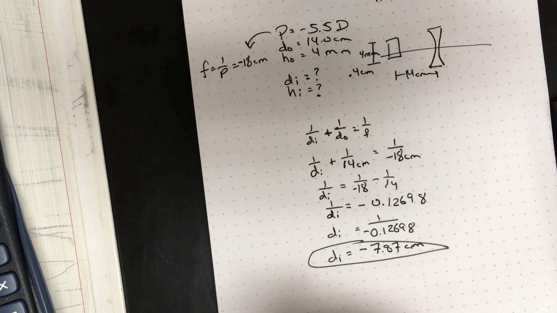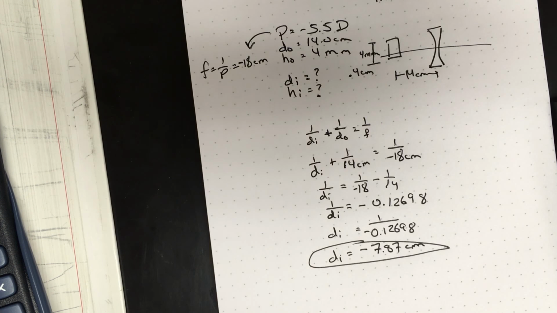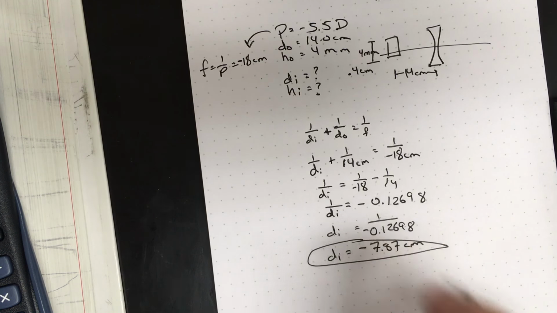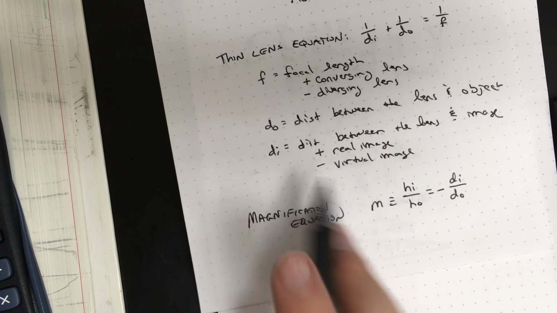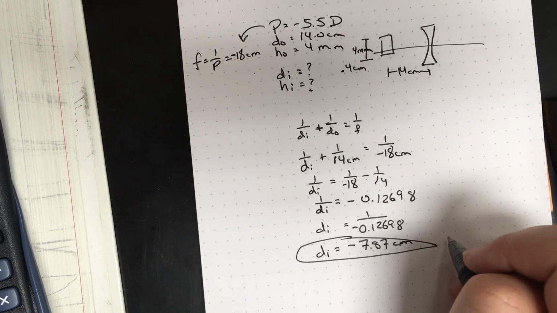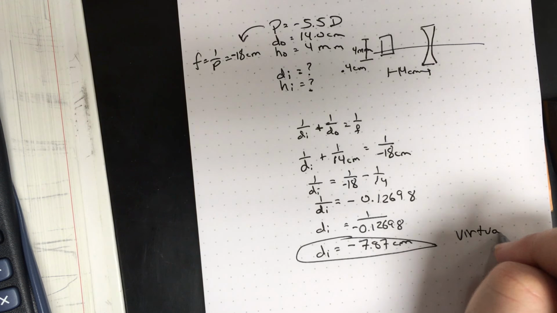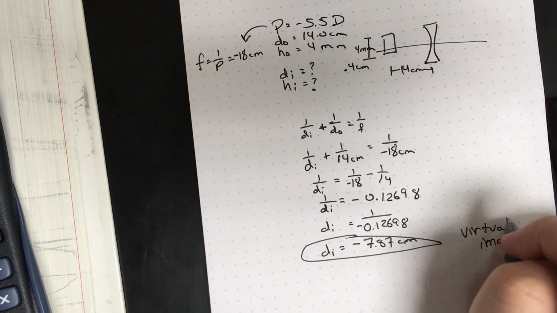What does that mean? Well, that means we answered what di is. It also means, when di is negative, what kind of image is it? When di is negative, it's a virtual image. So we've answered another question. This is a virtual image because di is negative.